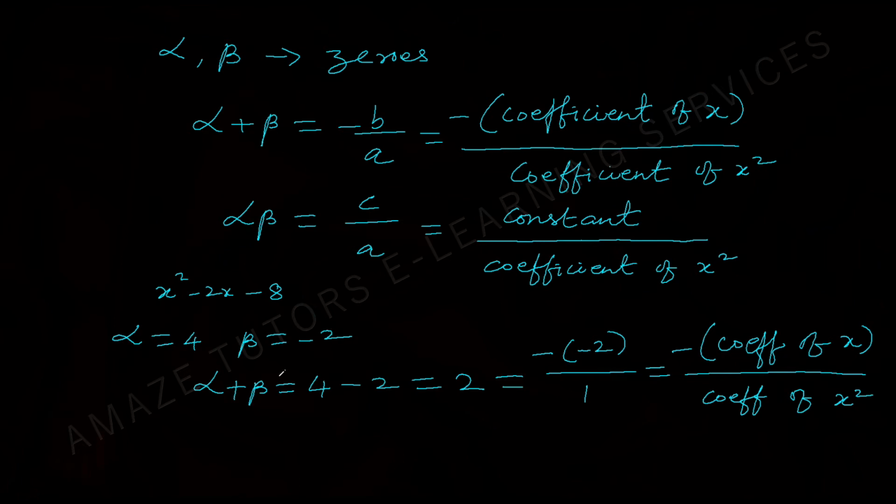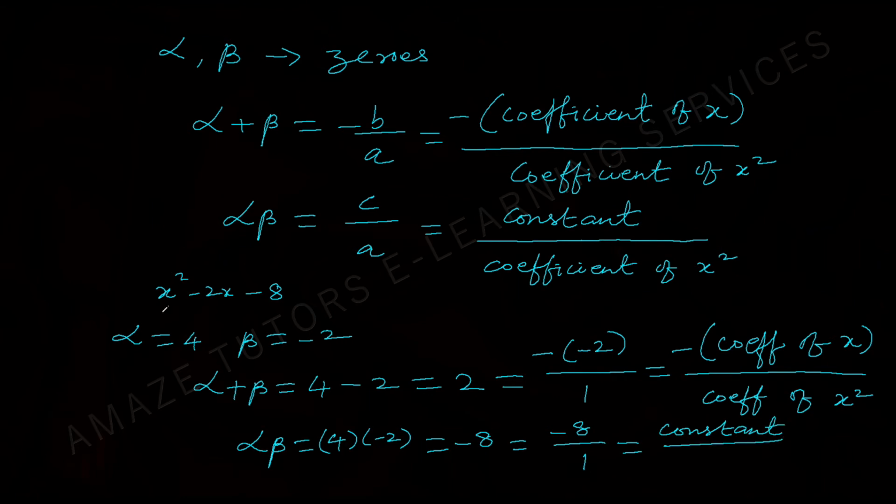Now I'll verify the other relation also, the product. Alpha times beta is equal to 4 times negative 2, which is negative 8. Now this can be written as negative 8 over 1. What is negative 8 in the equation? Constant, divided by positive 1, the coefficient of x squared. So we verified the relationship between the zeros and the coefficients, students.